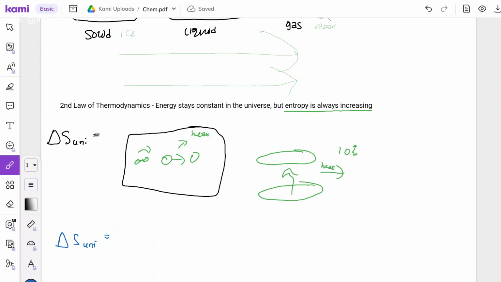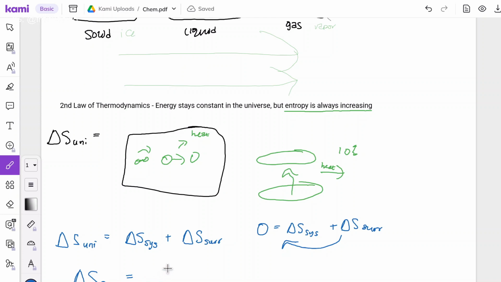And since the universe is a closed system, that means the entropy of the universe is equal to the entropy of whatever system is happening plus the change in entropy of the surrounding of that system as well. And when this entropy of the universe is zero, that means if you try to find the entropy of the system, you move the surrounding to the other side. So it becomes the entropy of the system is equal to negative the entropy of the surrounding.